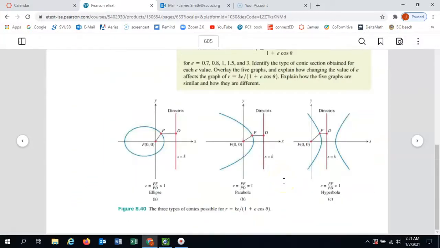Down here at the bottom of this page, these are the same three items that we were just looking at from the previous page on how we know what shape it is.